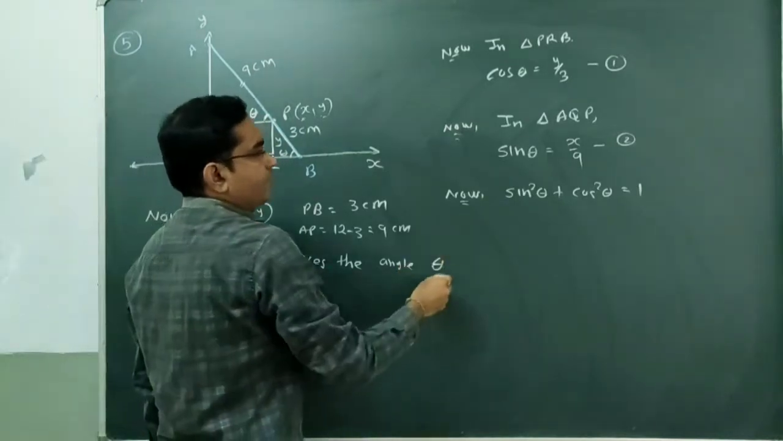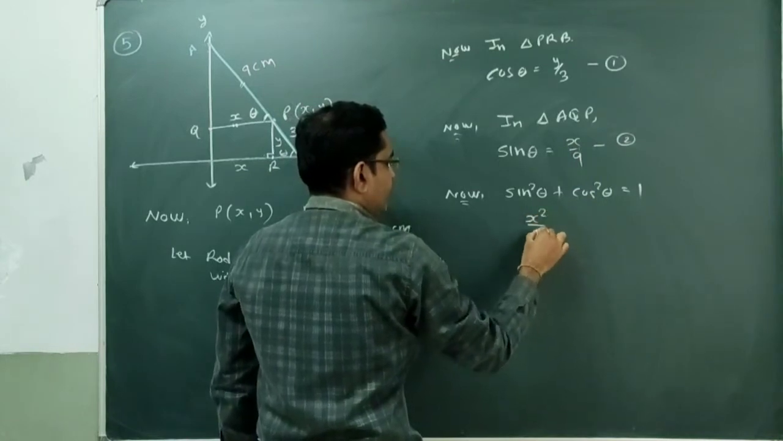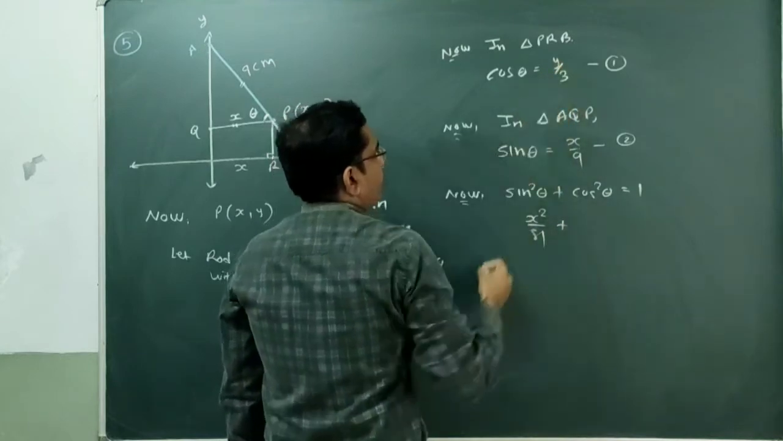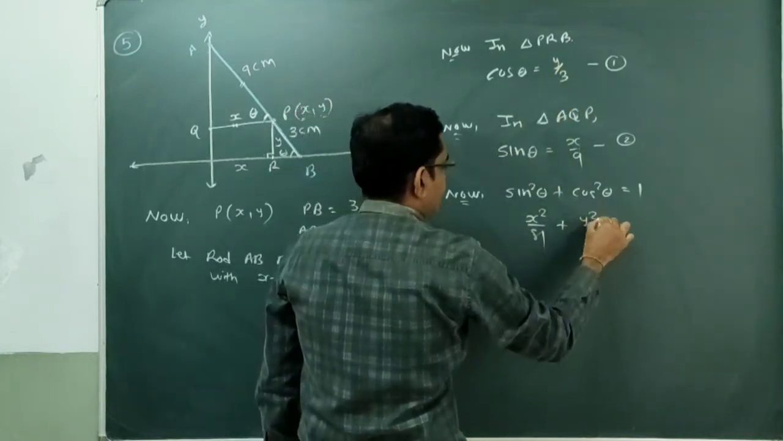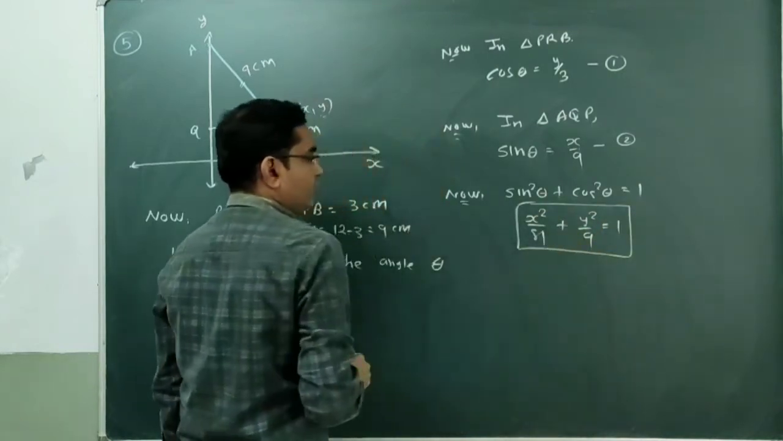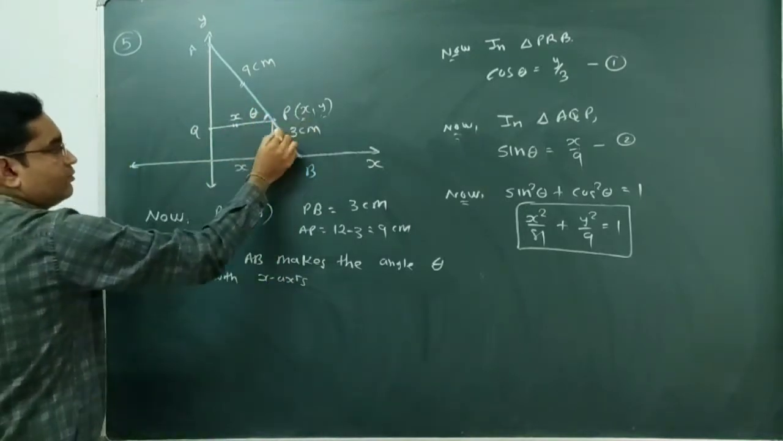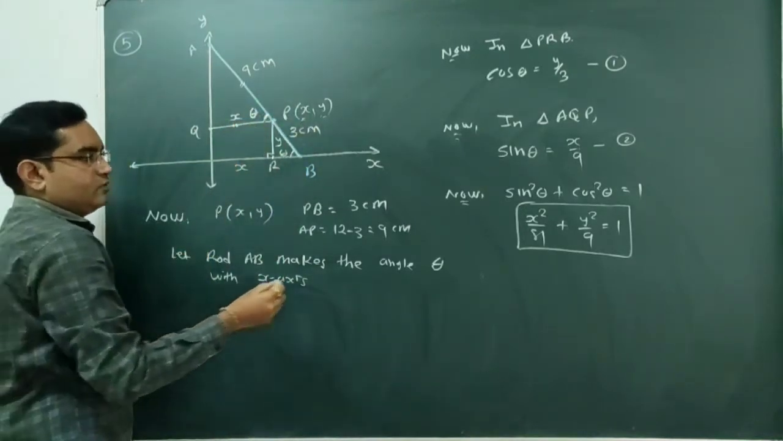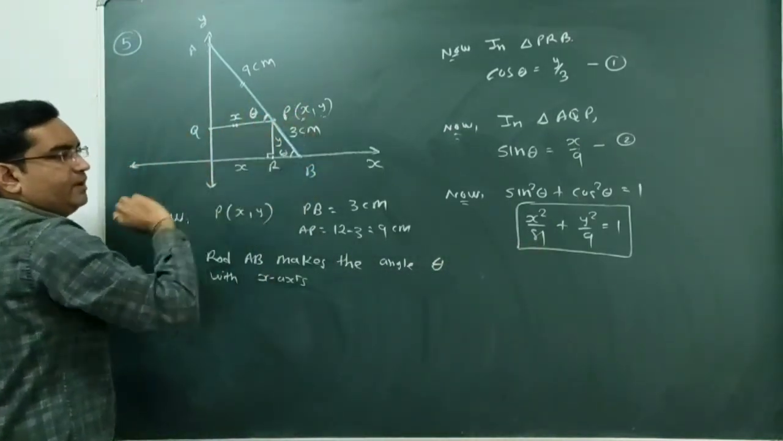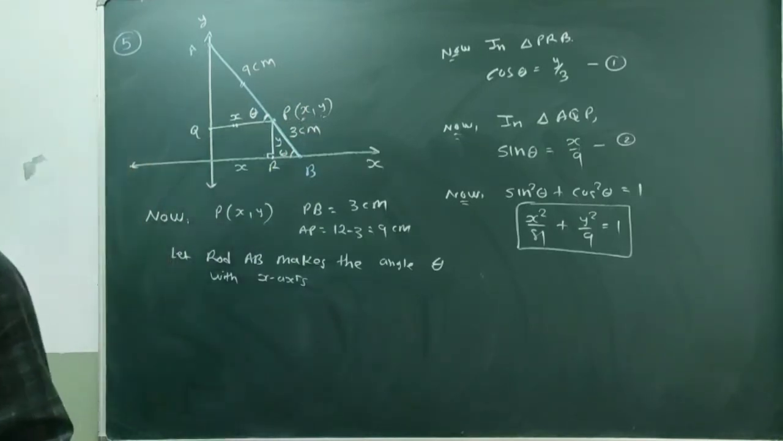Done. So sin square theta is x by 9 whole square, so it's x square by 81, plus cos square theta, y square by 3 square, y square by 9, equal to 1. Done. So this is the equation of ellipse. So here we can say the locus of this point P is in the shape of an ellipse. So this is the equation of the point P which moves in this plane. So this is the solution of question number 5. Done? Let's go quickly.